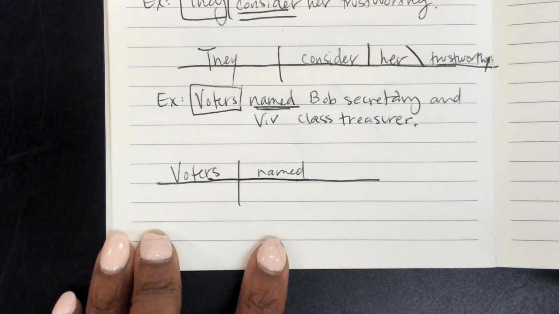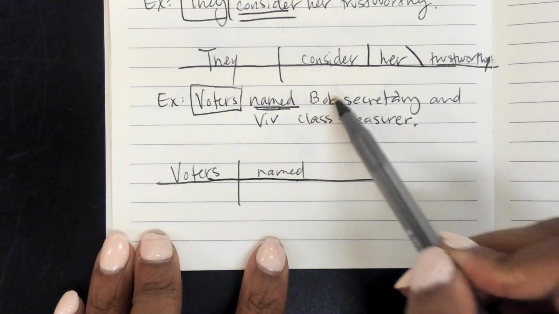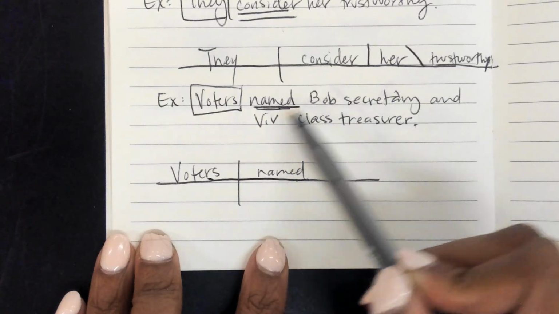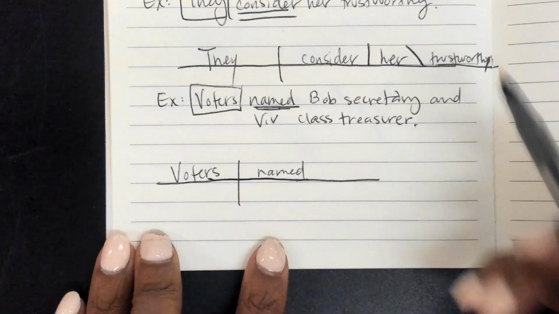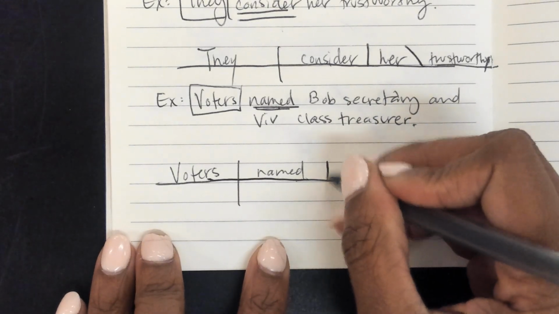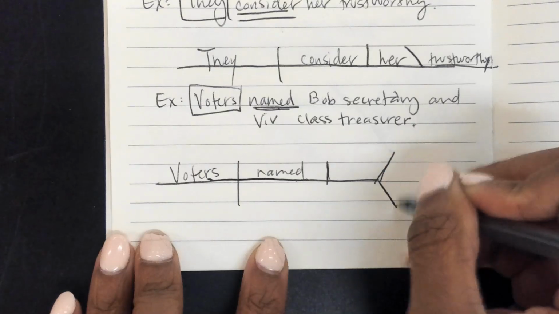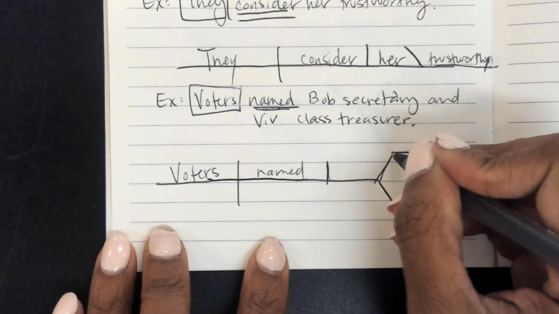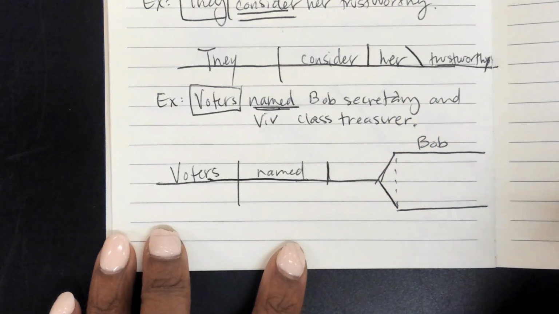Okay, now who or what was named? Notice that we actually have two direct objects here. They named Bob and Viv. Okay, if we have a compound direct object, what do we have to do? Hopefully you said it. We have to split our diagram. Don't forget that line that shows that you have a direct object. On the top we have Bob. On the bottom we have Viv.